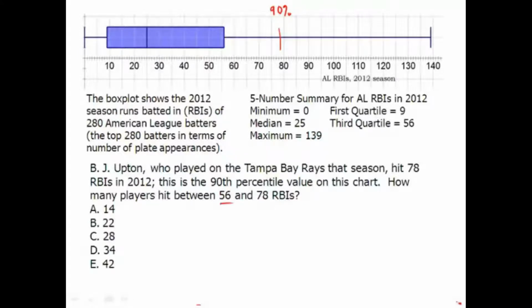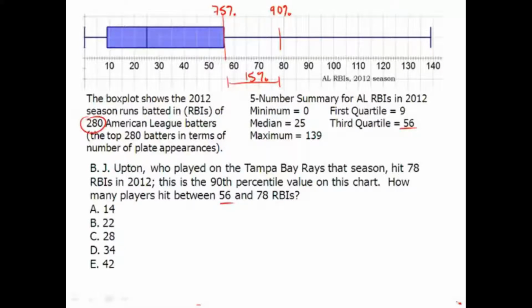Notice that 56 is the third quartile. Third quartile is always the 75th percentile. It's about 3/4 or 75% of the distribution. So that means between the 75th percentile and the 90th percentile, we have 15% of the distribution. So really this question is, how many players would be in 15% of this population?